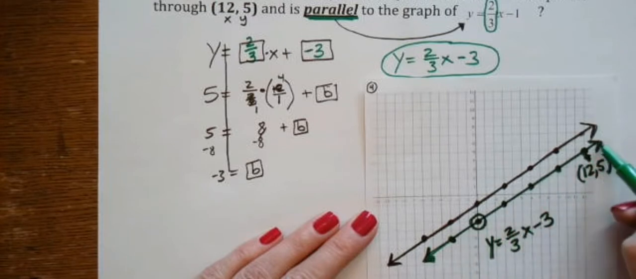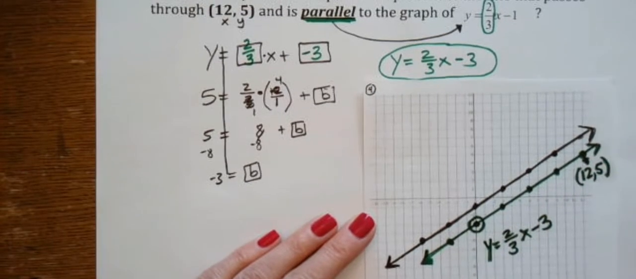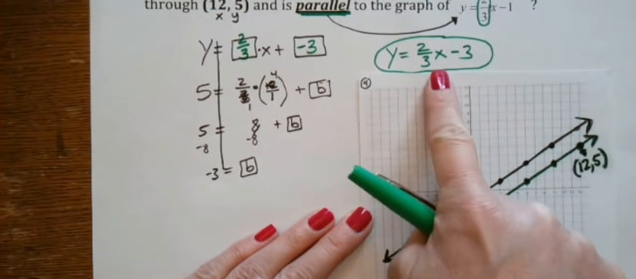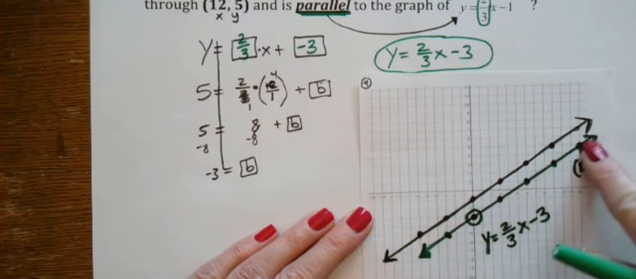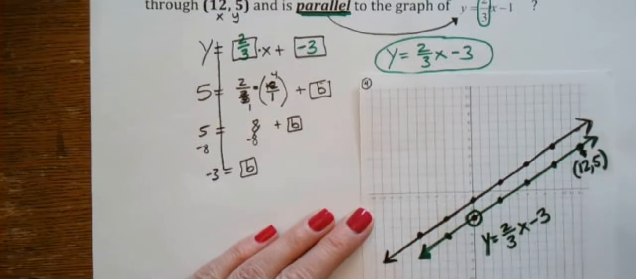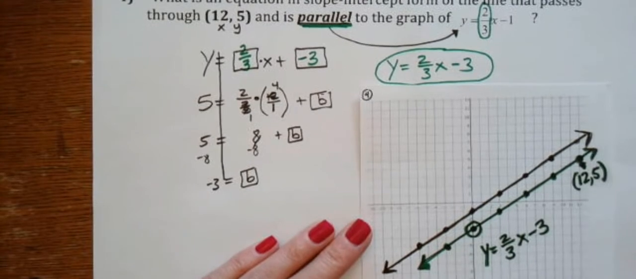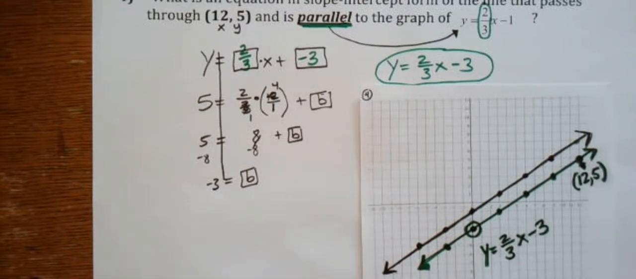So what I did here was I graphed that negative 3. I used the same slope. And do you see how it goes through the point 12, 5? We are absolutely correct. This equation will be parallel to our given line and go through the point 12, 5. Pretty cool, huh? I think so. All right, that's number 4. Let's go to 5.